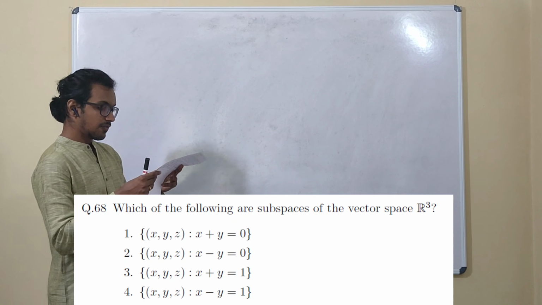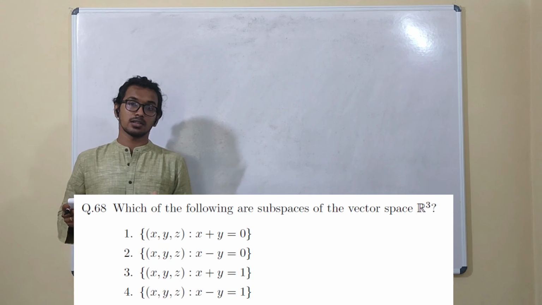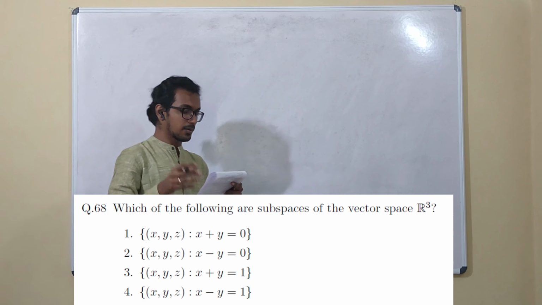algebra. The first problem that we are going to discuss now is: we are given four subsets of R3. It is not specified R3 of R, it is simply given R3. We consider it over R. We are given four different sets of R3 over R, and we have to examine whether they are subspaces or not.